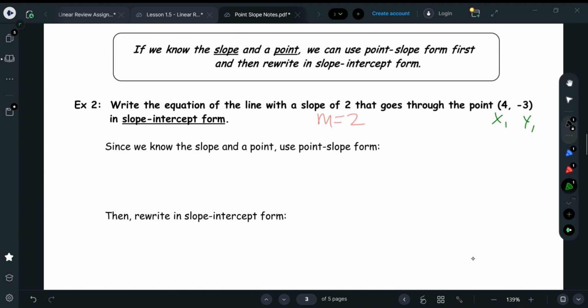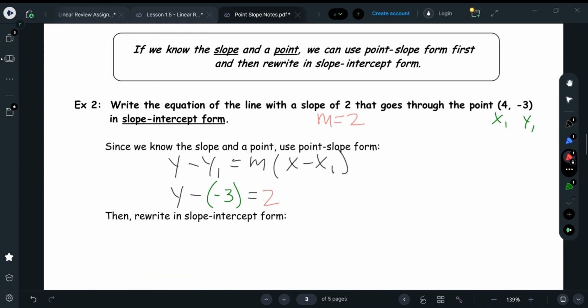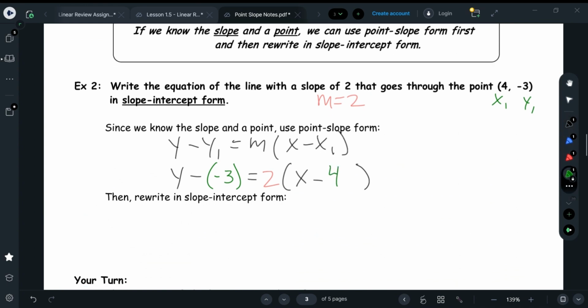Let's use point slope form. So this is going to be it here. y minus y1 equals m, parentheses, x minus x1. And let's plug these in. Okay, there's point slope form.